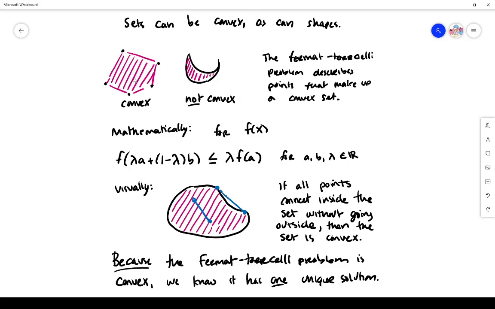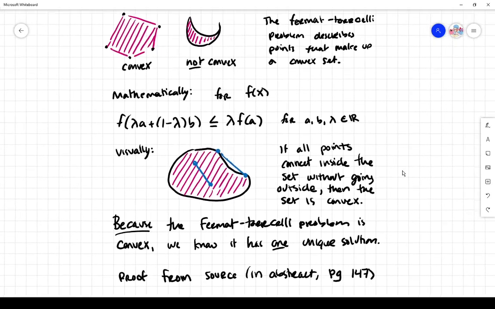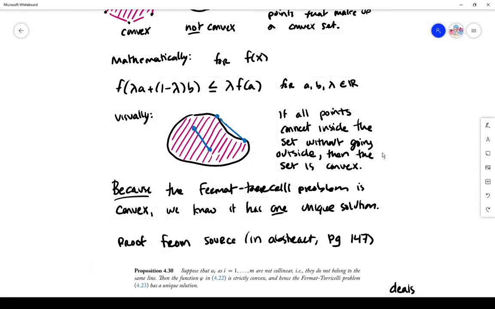For example, this shape is convex because for any 2 points, any line segments that you have within this will all be connected. And then this one is not, because you can take 2 points and have the line segment connecting them not be in that set. It's like a self-contained set.